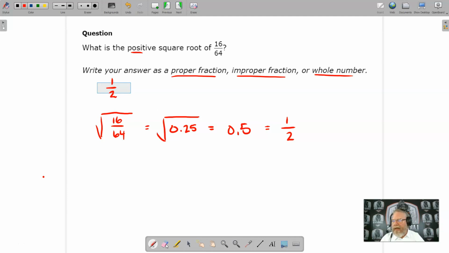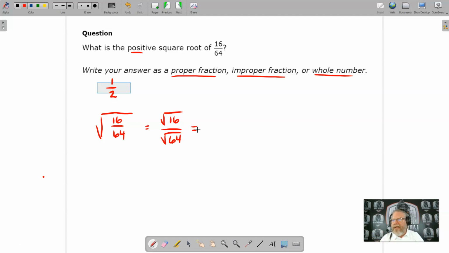However, there's an easier way to do this. And let's go ahead and look at that. So I'm going to go ahead and erase all this here. We know that we get the answer of 1/2. So let's try something else. Instead of dividing this out and then taking the square root of whatever decimal number that this fraction turns into, let's try something else. Let's try the square root of the numerator over the square root of the denominator. So square root 16 over square root 64.